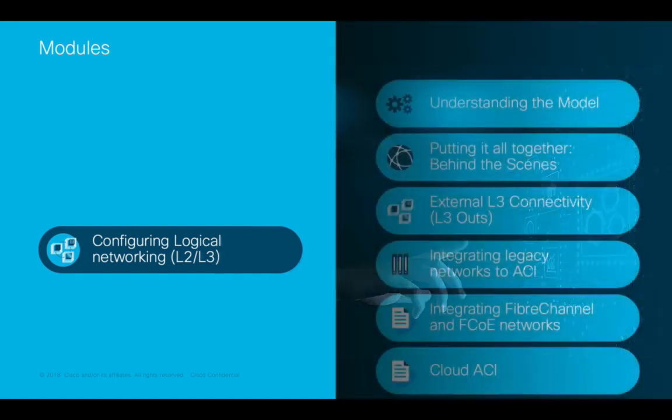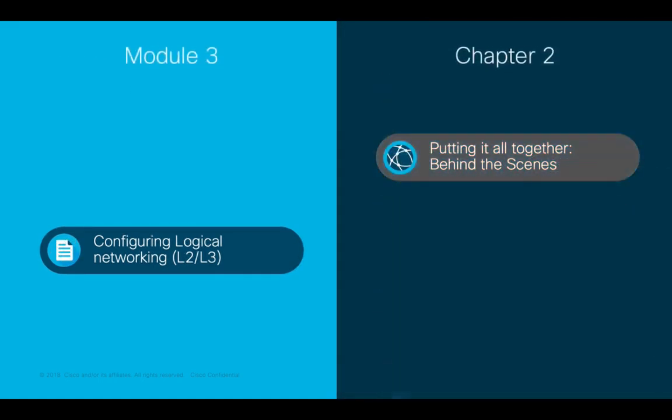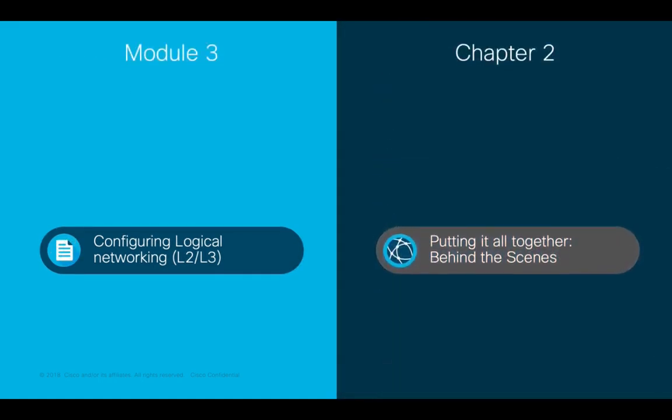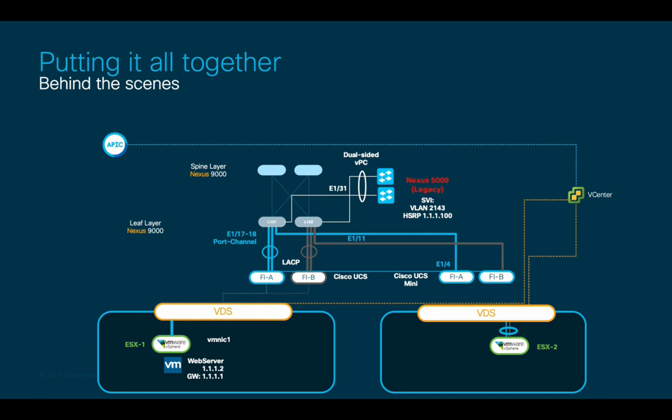In this video, we will cover Module 3, Configuring Logical Connectivity, Chapter 2, Part 2, Putting it all together, behind the scenes. After successfully finishing our configuration, let's get a high-level overview of what ACI did behind the scenes and a few tips on how to verify packet forwarding for troubleshooting purposes.